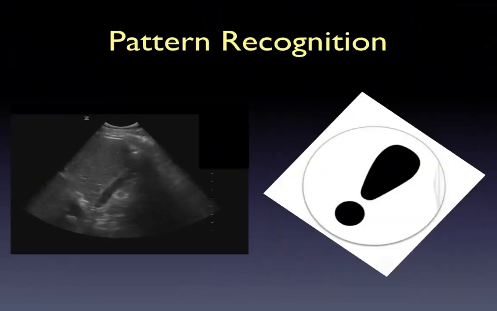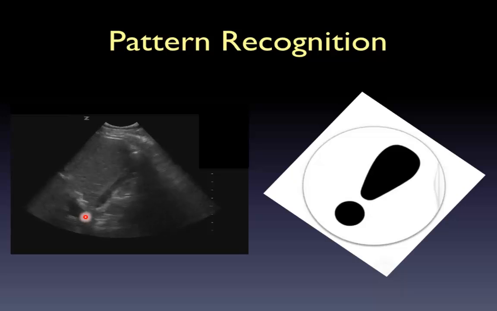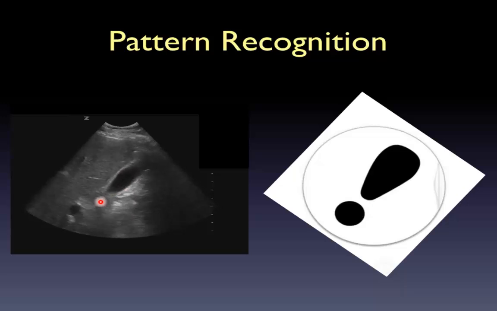And pattern recognition in ultrasound is important, and the gallbladder, as I've already mentioned, has been compared to an exclamation point, with the gallbladder being the long portion and the portal vein being the point. If you can find the portal vein, later on you'll be able to find the common bile duct.